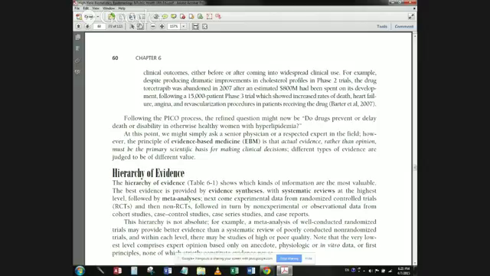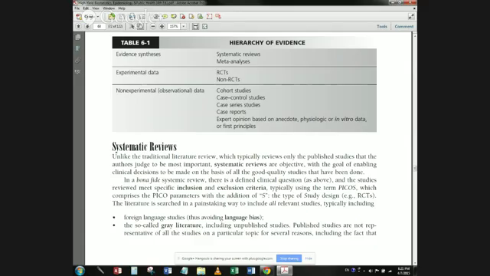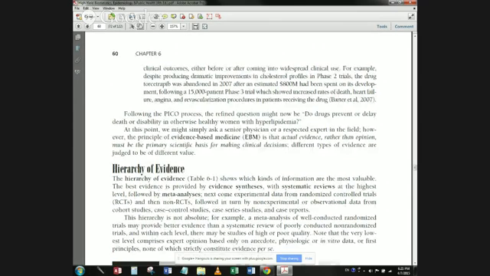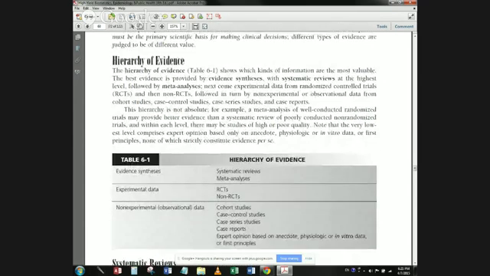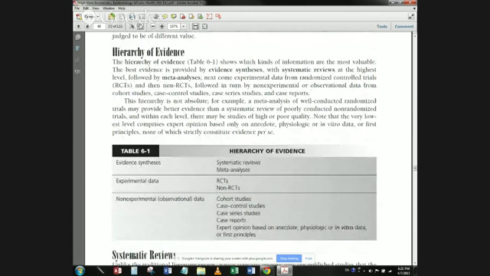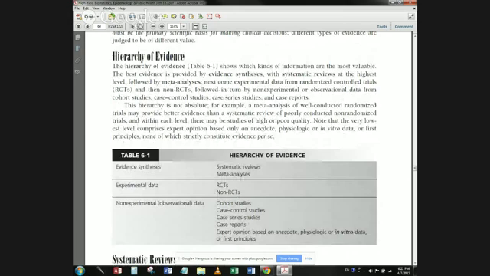Hierarchy of evidence. The hierarchy of evidence, seen in Table 6.1, shows which kinds of information are the most valuable. The best evidence is provided by evidence synthesis, with systematic reviews at the highest level, followed by meta-analyses. Next come experimental data from randomized controlled trials, RCTs, and then non-randomized controlled trials, followed in turn by non-experimental or observational data from cohort studies, case control studies, case series studies, and case reports.